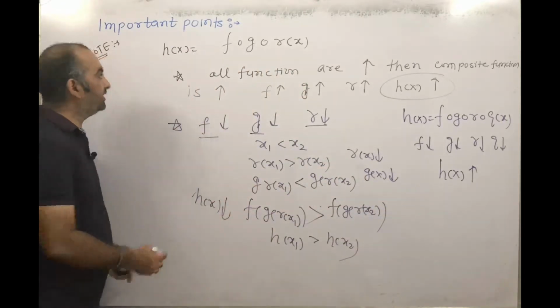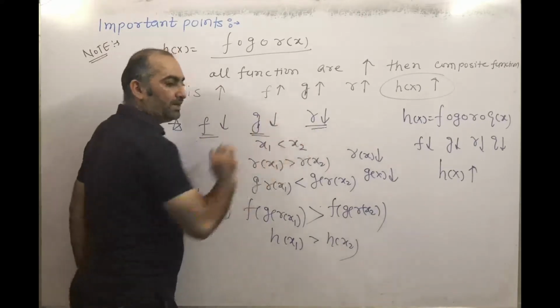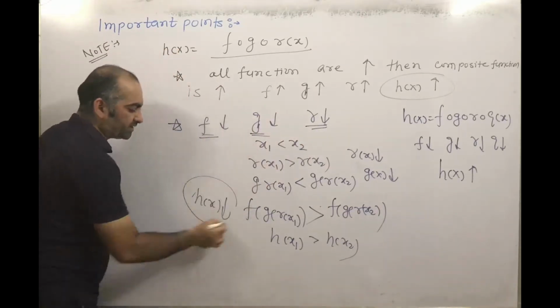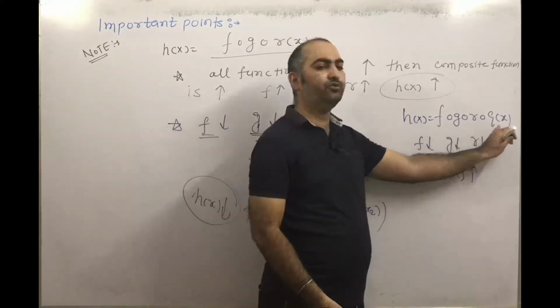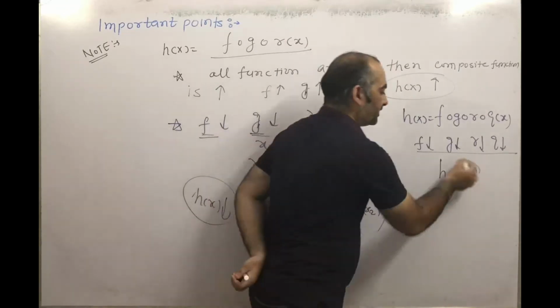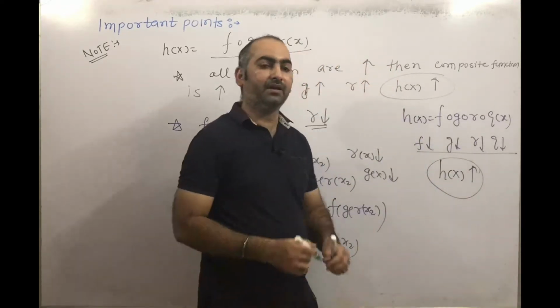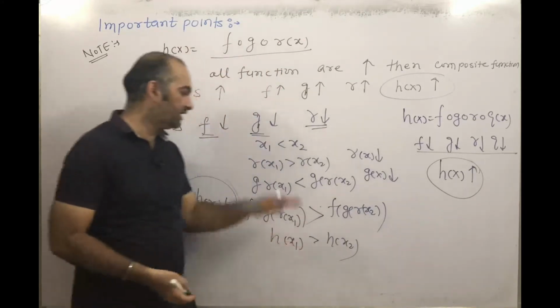In this function, three functions are present and f, g, r are all decreasing, so h of x is decreasing. But in this function, f, g, r and q are present and all are decreasing, so h of x is increasing. But if in a composite function some are increasing and some are decreasing, then we have to check like that.